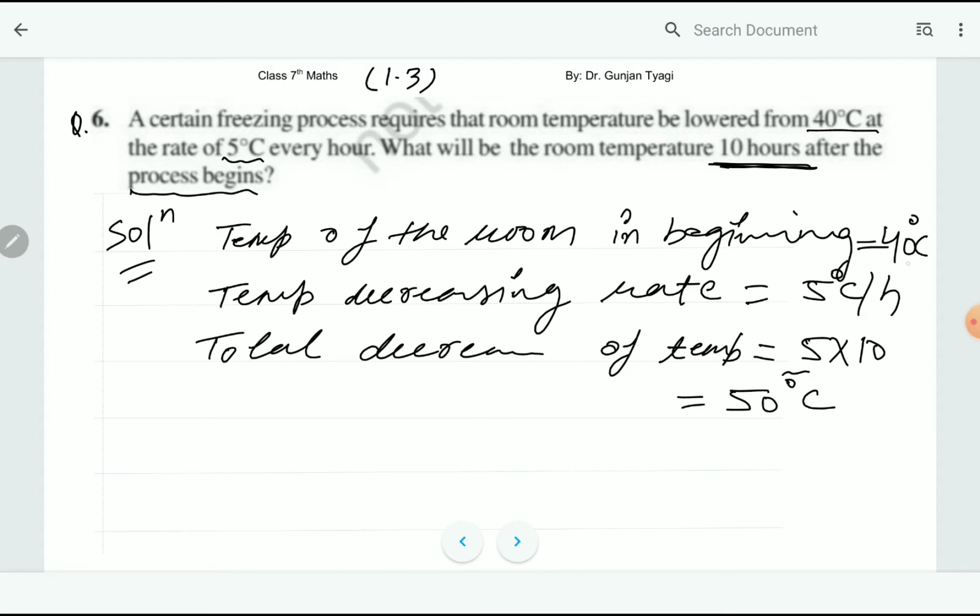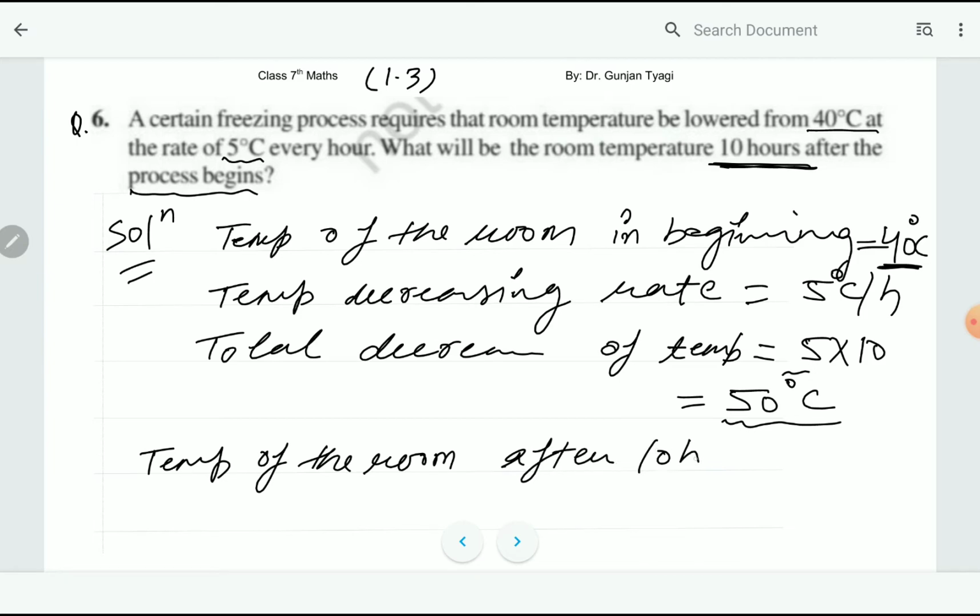While the initial temperature was 40, it has decreased by 50 degrees Celsius. So the temperature of the room after 10 hours is equal to the initial temperature, which was in the beginning, minus the total decrease of the temperature. So it will be minus 10 degrees Celsius. So after 10 hours the temperature will be minus 10 degrees Celsius. This is the answer.